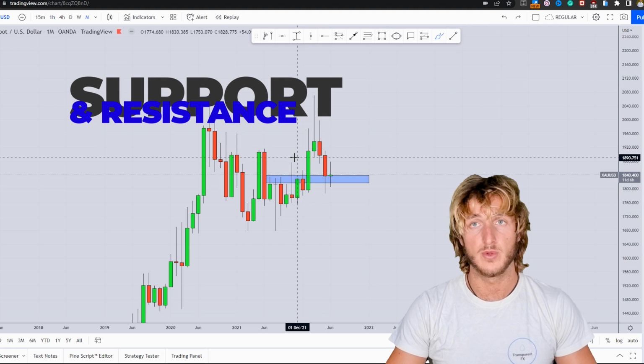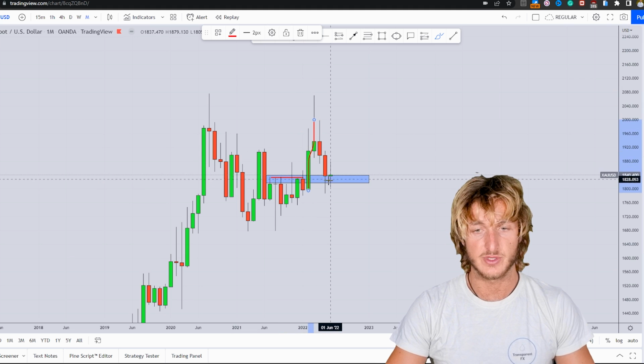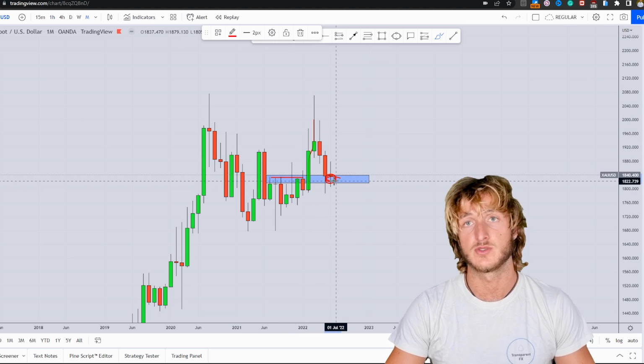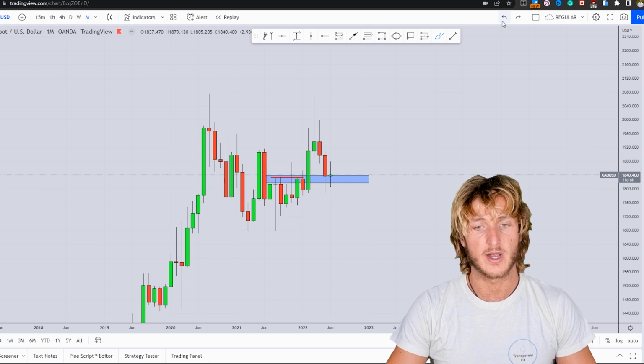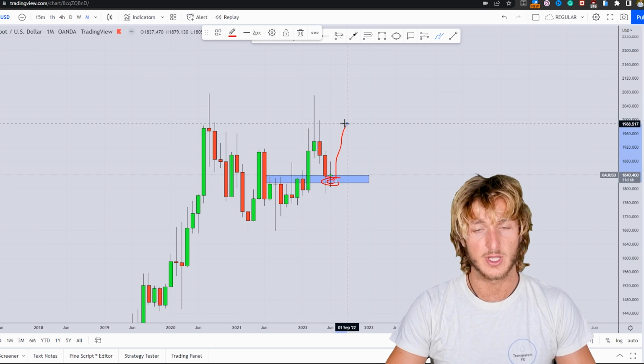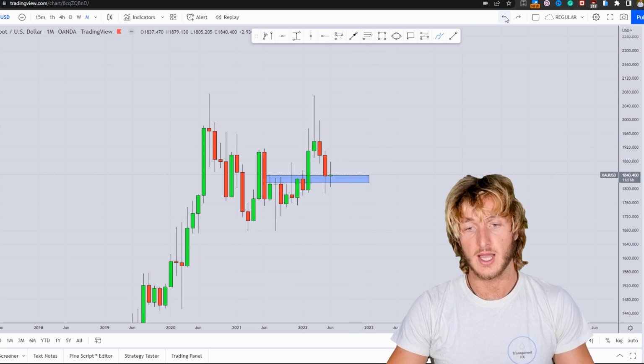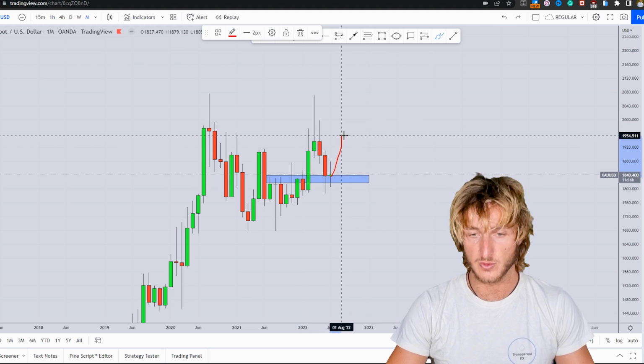Now, as you probably already know, when you have resistance and the market breaks it to the upside, that previous resistance usually tends to act as support. So at the moment, what we are actually testing at these levels is previous monthly resistance turn support that in general, we do expect the market to respect, showing a potential rejection to the upside.